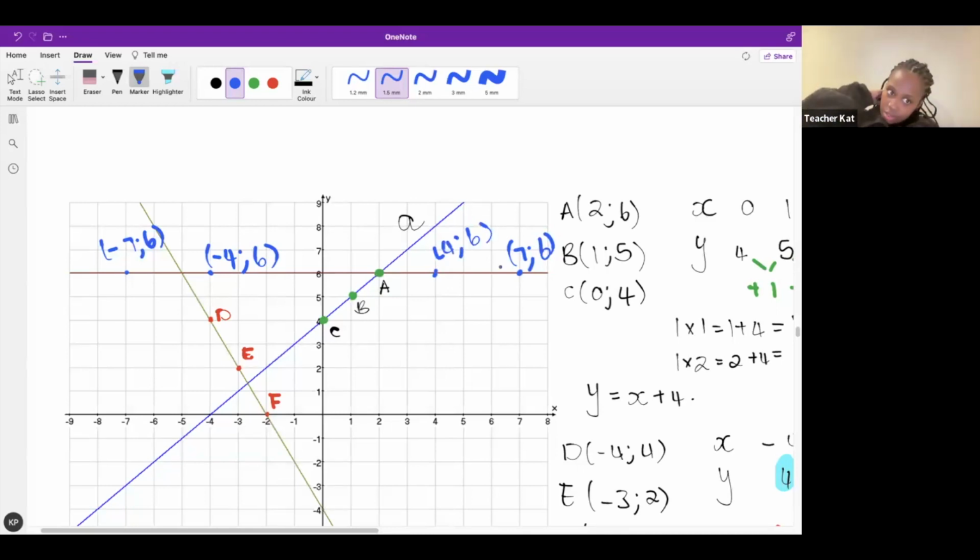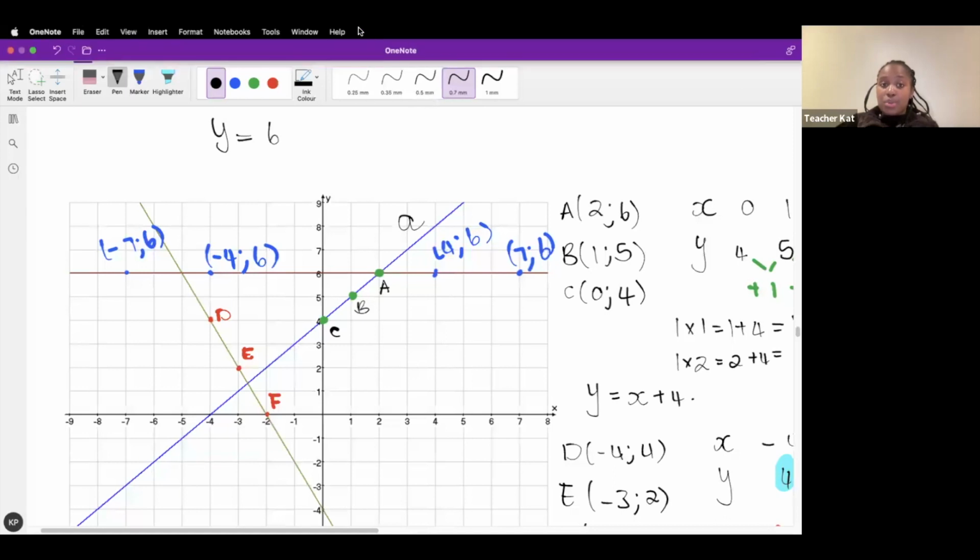What do we realize about this graph? It's not mirroring. Not quite. That's not what I'm looking for. Nice, Andile. Does my y value change? No. So this graph is literally y is equal to 6. Because no matter where you go on the x-axis, y will always be 6. Okay. Do we understand that?